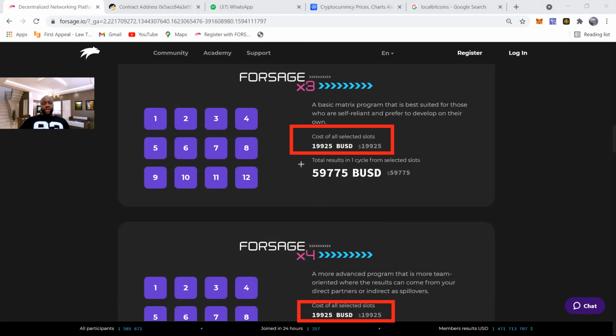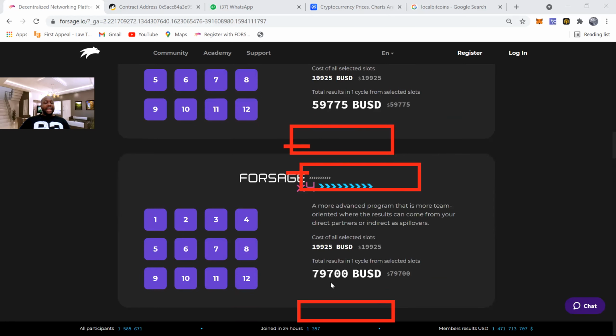But this one is going to give you, with one cycle, 59. So if this is 19, this is 59. This is a very big deal. The same applies to X4, which is 79,000 US dollars. And we are working on that.